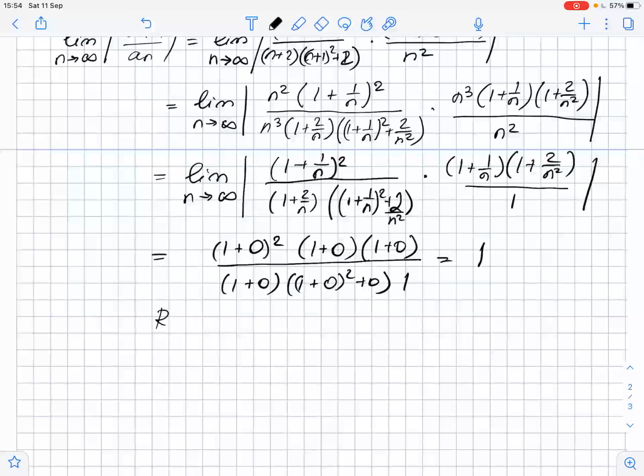That means that the ratio test fails here. Ratio test fails, and that's why we will use the comparison test.